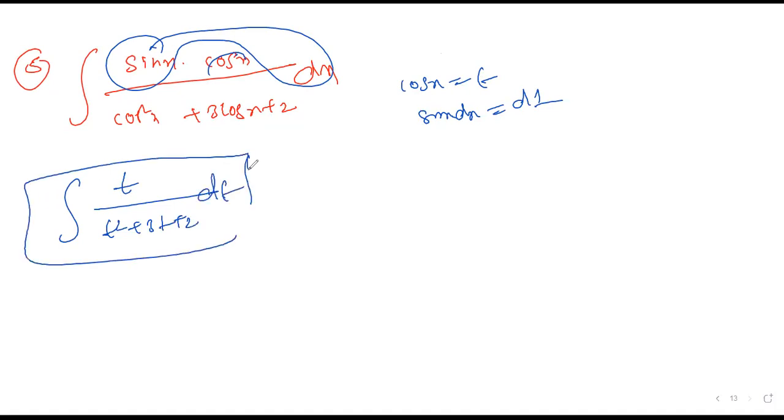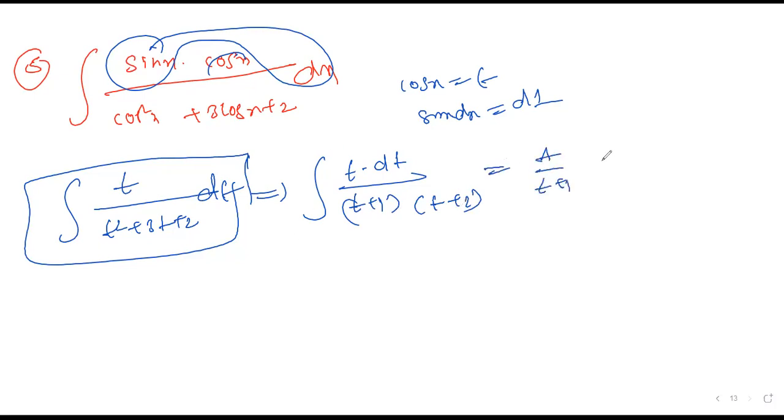Now this question looks a little simpler. I rewrite it, changing to t: integration dt by t square plus 3t plus 2. You can convert it by splitting the terms into t plus 1 into t plus 2. Clear? Now this question looks like partial fractions. We can open it as A by t plus 1 and B by t plus 2, to make it simple.